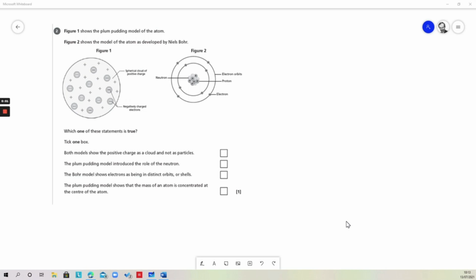This question here gives us two diagrams. One of the diagrams, the one on the left here, shows what's generally known as the plum pudding model of the atom, and the diagram on the right shows a different model of the atom, one that was developed a little bit later on by a scientist called Niels Bohr. And we are given four statements here, and we are asked to choose which one of these statements is true.